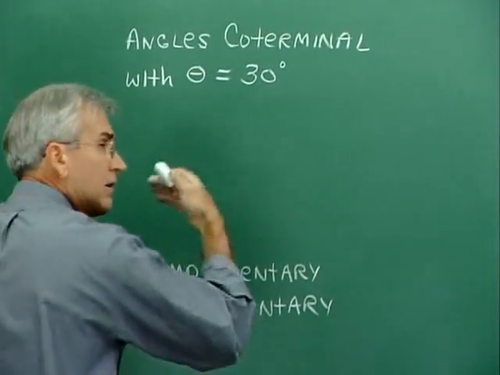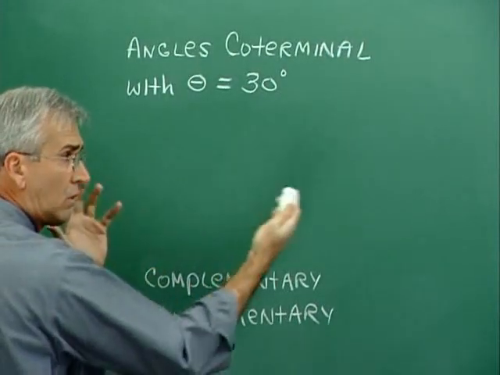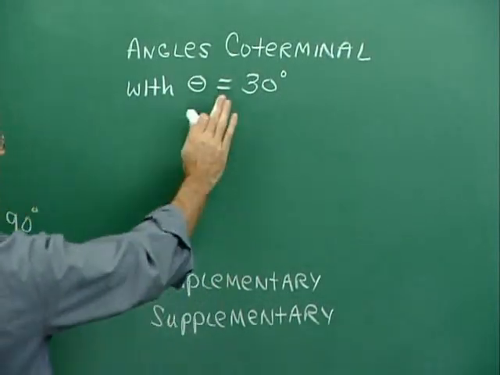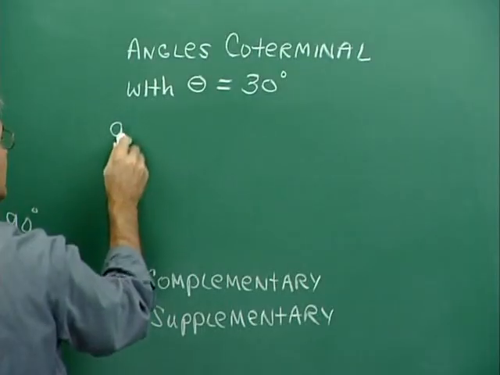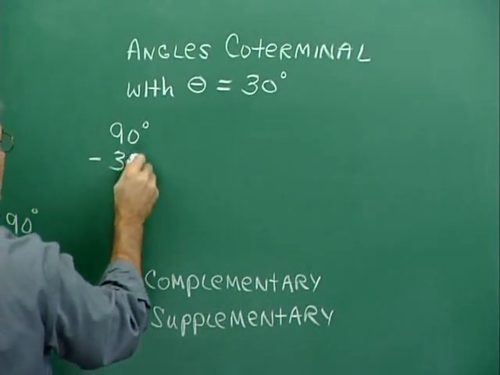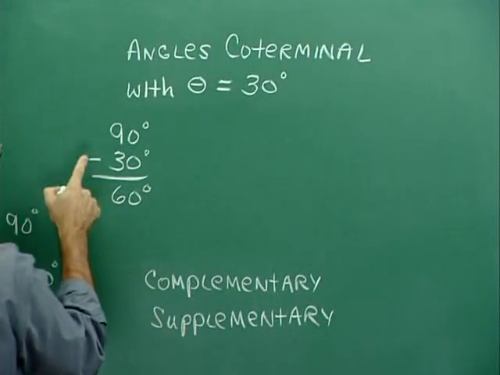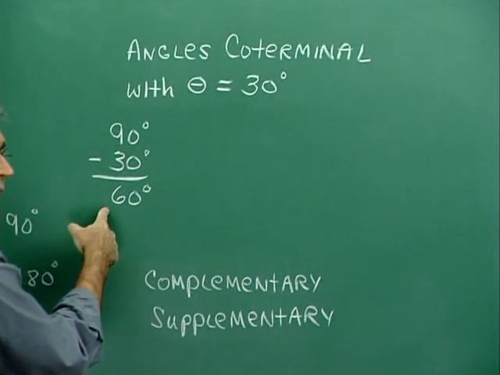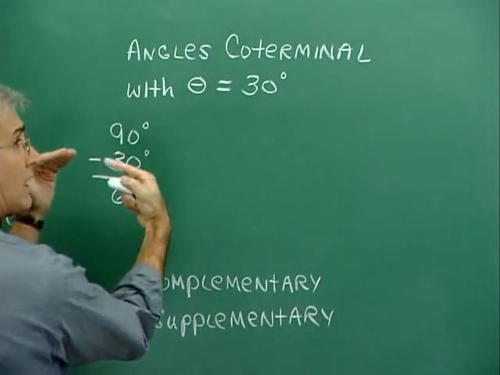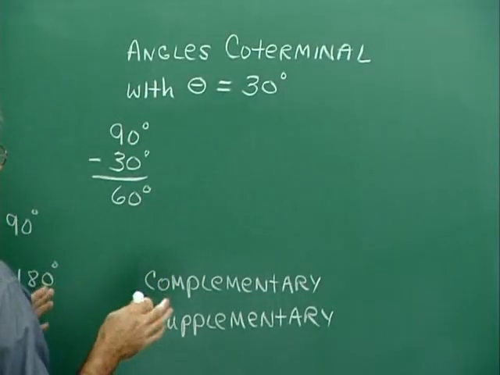Suppose we want to calculate the complement of the 30-degree angle. Well, complementary angles are angles that total 90 degrees. So the complement of a 30-degree angle would be found by taking the 90 degrees for the total, you see, and subtract the angle that we already have, and we would find that the complement of the 30-degree angle is a 60-degree angle. So a 60-degree angle and a 30-degree angle are complementary. That's the idea.